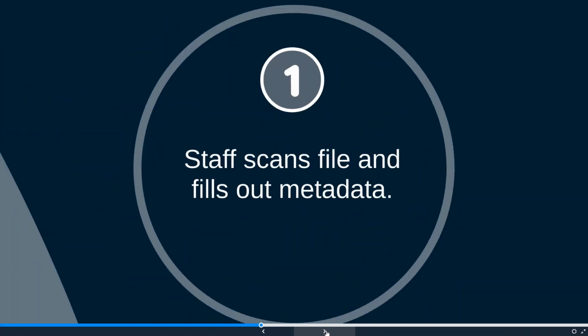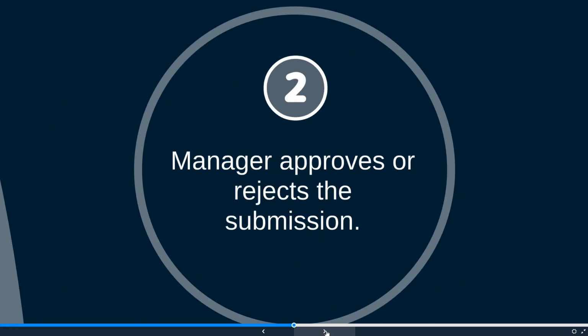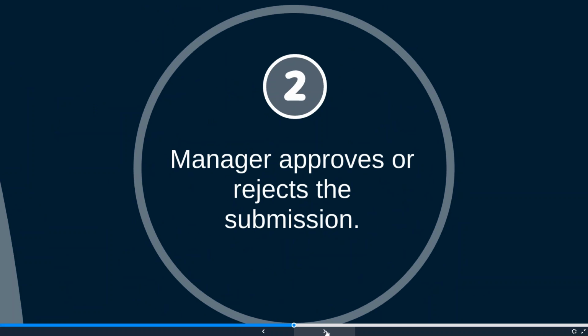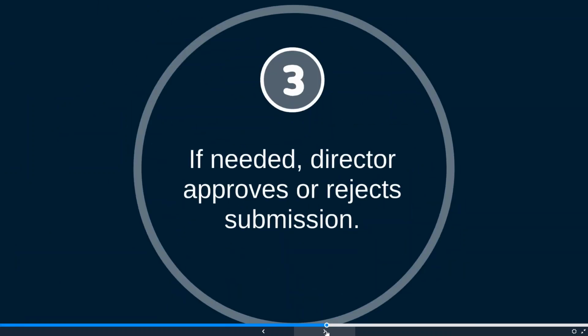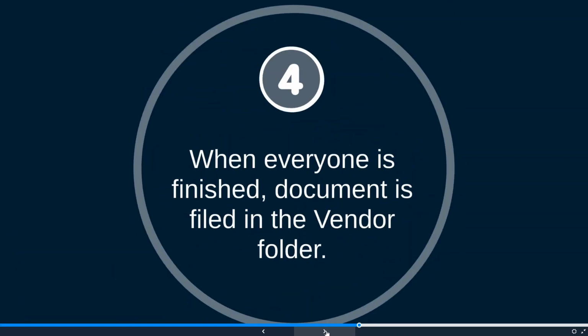So here's what our process is going to do. Staff will scan in a file and fill out some metadata. Then we're going to route that document to a manager folder so that they can approve that submission. Then, if needed, based on dollar amount of the invoice that we're looking at, the director may approve or reject the submission as well. When everyone is finished, the document will be filed in that vendor's folder in the Laserfiche client.